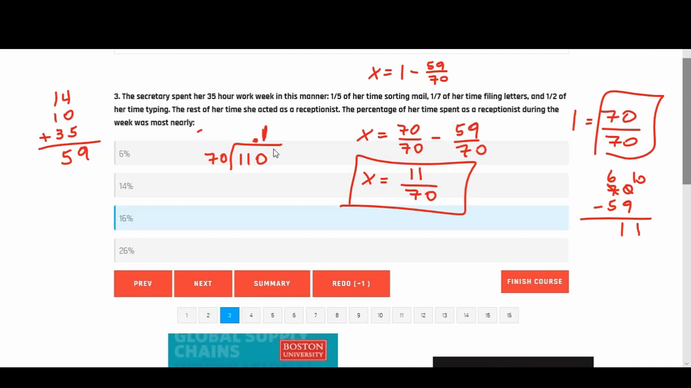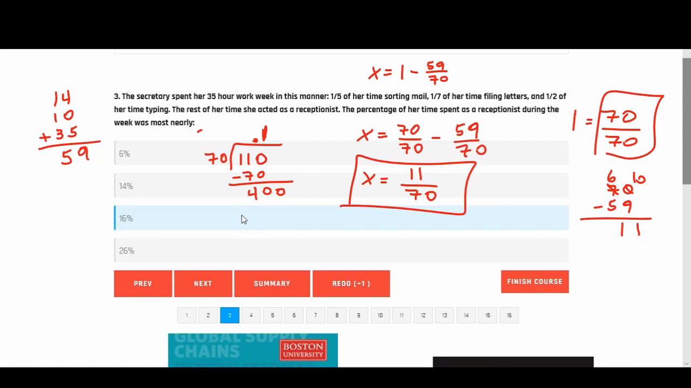That's 1 time. 70 times 1 is 70. So we're going to go ahead and subtract. 0 minus 0 is 0. 11 minus 7: 7, 8, 9, 10, 11. That's 4. Now the question is, how many times does 70 go into 400?